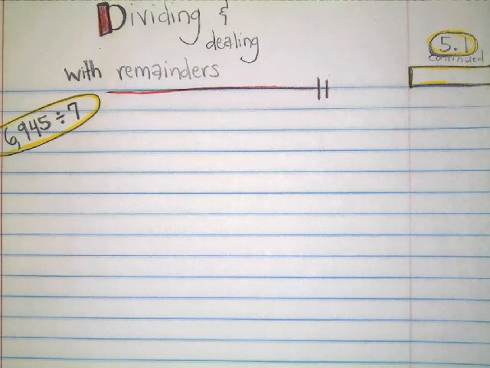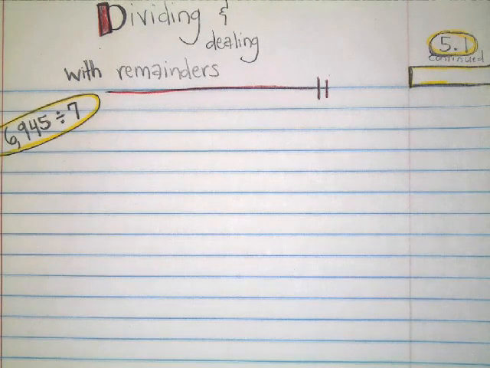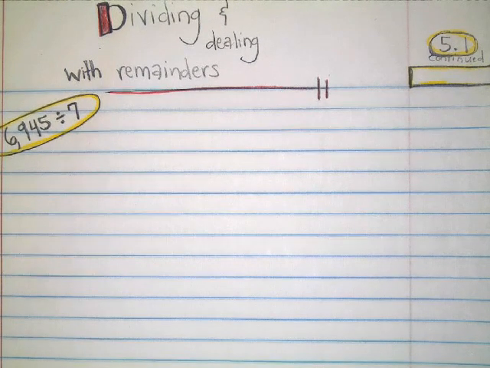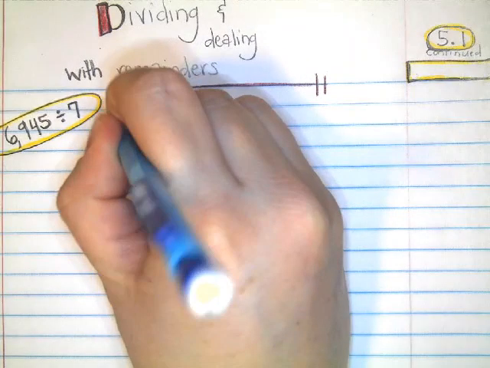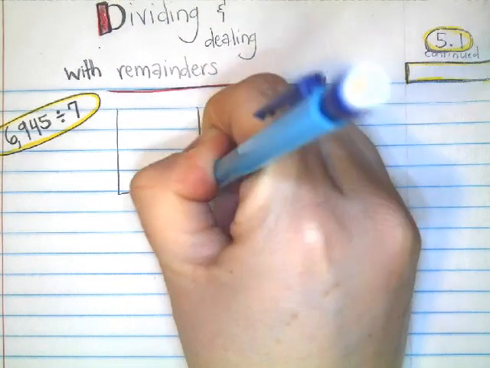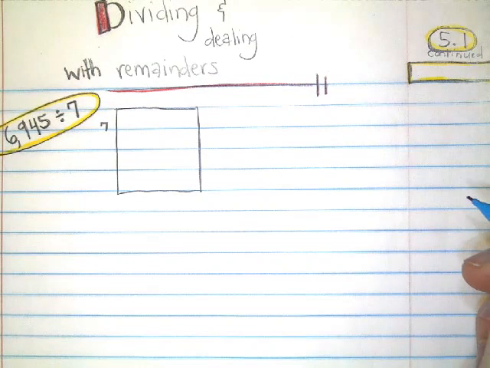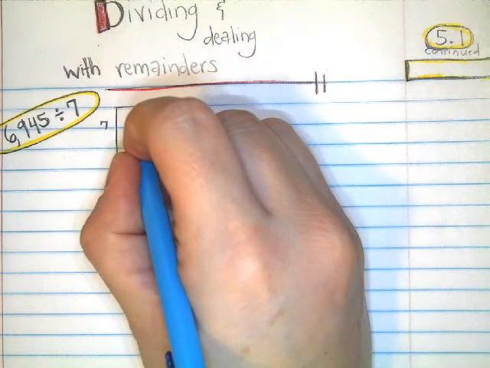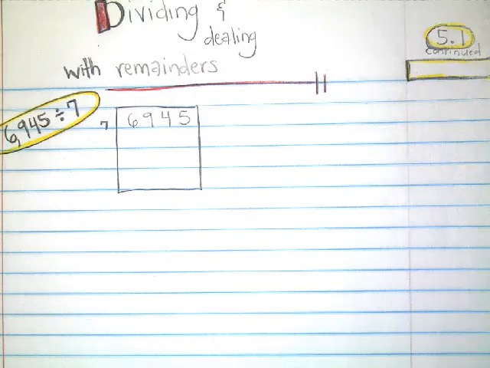Okay, we're going to solve 6,945 divided by 7. And we're going to do this using place value sections or place value boxes to begin with. So if you remember, we draw a big box for the first one. We leave the divisor on the outside and draw the dividend inside with no commas. And we space all of the numbers out.